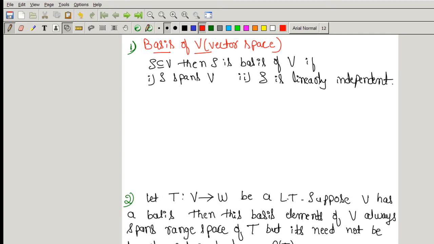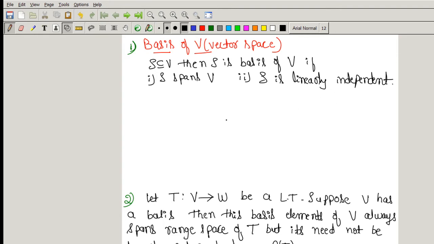So firstly, what do we mean by a basis of a vector space? Suppose V is a vector space, and suppose S is a subset of V. If this set is a basis of V, then it must span the vector space, it must generate the vector space, as well as that set being linearly independent.